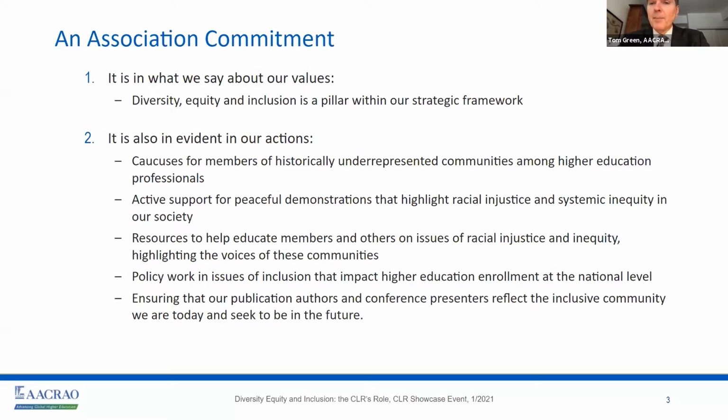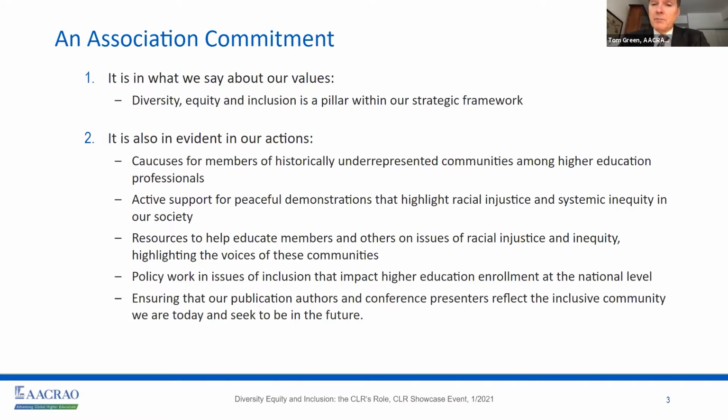As examples of those, we have had for many, many years caucuses at our association. I'm sure several associations do as well, which allow people from historically underrepresented communities in higher education to gather, share their own experiences, connect with one another, and feel supported. Certainly we saw last year our Black Caucus was super active, and we even participated in the March on Washington at the end of August as a group. We also support peaceful demonstrations. That March on Washington was a really great example of that.